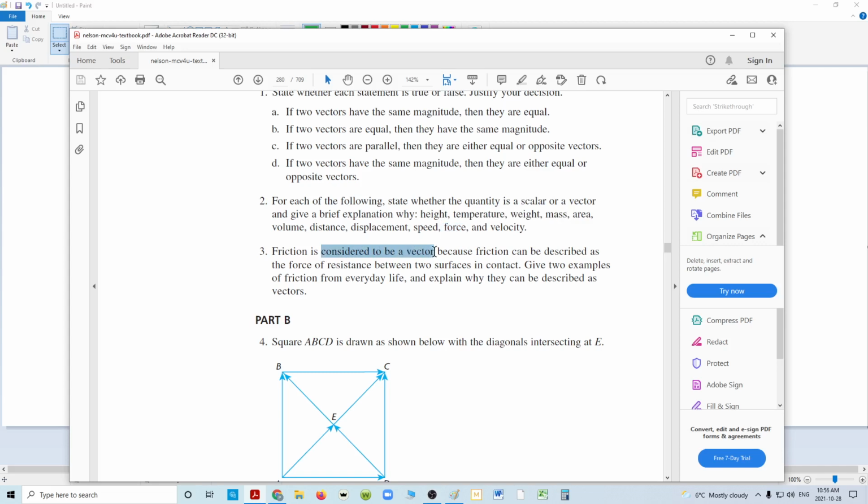Friction is considered to be a vector because friction can be described as the force of resistance between two surfaces. Give two examples of friction in everyday life. Well, cars and snow and rain, and running. If you try to stop suddenly, you'll skid. Explain why they can be described as vectors: because they're in opposite directions and they're a balanced amount. For instance, if there was no friction, you'd never be able to start or stop. You'd have to use something like a jet. You'd have to throw something in the opposite direction.